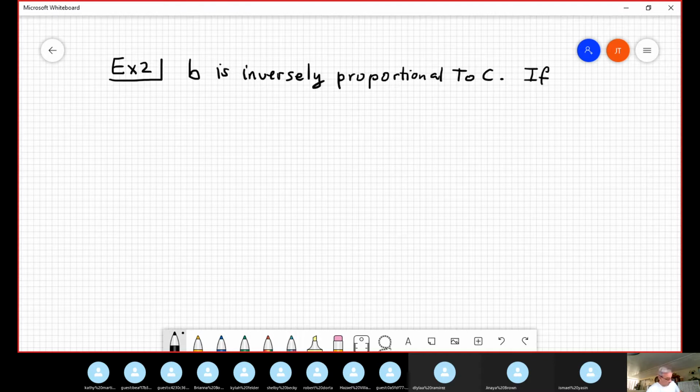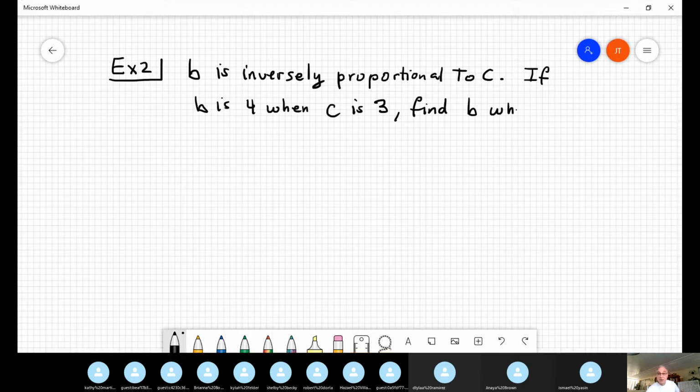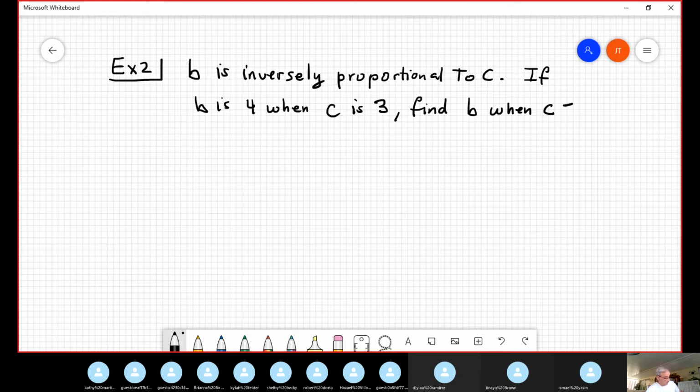It's given, no? If B is 4, when C is 3, comma, find B when C is equal to, period.